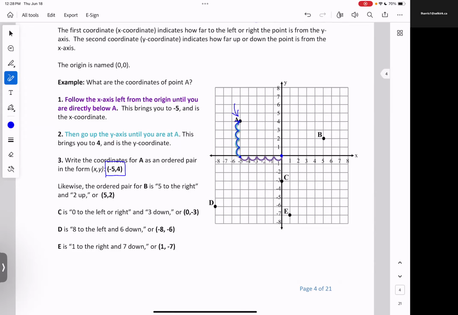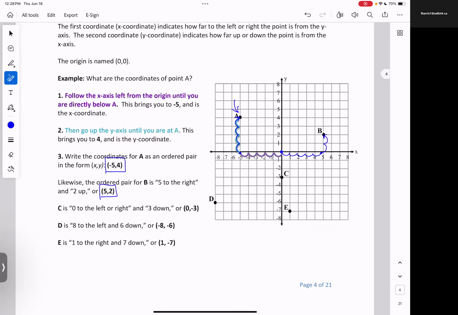Let's take a look at B. So if we're looking at B, first we're going to think about the horizontal. We have to move 1, 2, 3, 4, 5 positions to the right to get to B. So that would be +5. And then we have to move up 2 to get to B, which is +2. So that's how we get this ordered pair 5, 2.